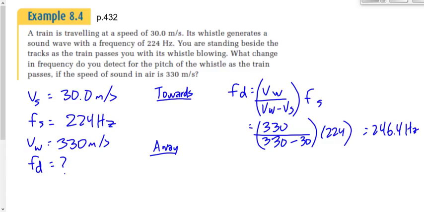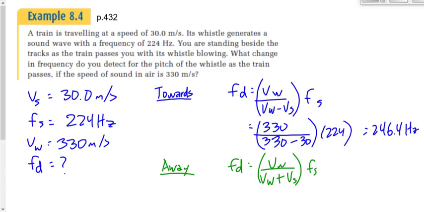Now let's find the apparent frequency, the Doppler frequency, as it's going away from the observer. We're going to say FD this time is equal to VW over VW plus Vs. Plus, because we need a number on the bottom that's smaller in order to get a number, hold on, what's wrong here? No, sorry, we need a number on the bottom that's bigger. We need a number on the bottom that's bigger in order to get an FD that's smaller.